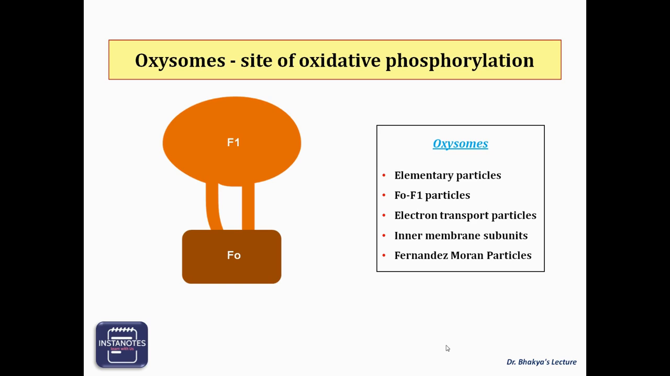Before going on to the reactions of oxidative phosphorylation, we'll look at some of the basic elementary particles of oxysomes. They are the F0 F1 particles, the electron transport particles, inner membrane subunits, and the Fernandez-Moran particles.